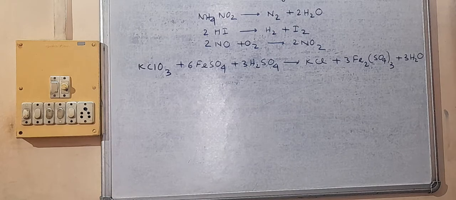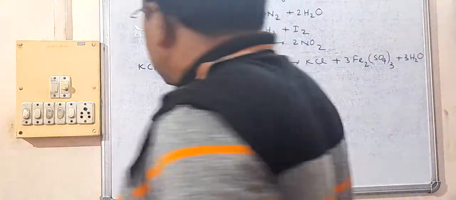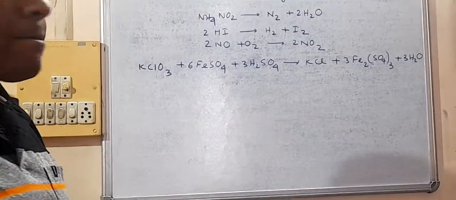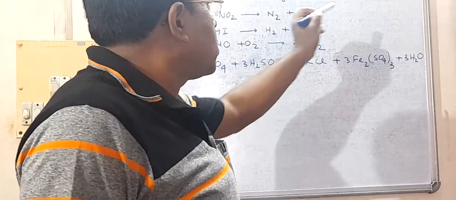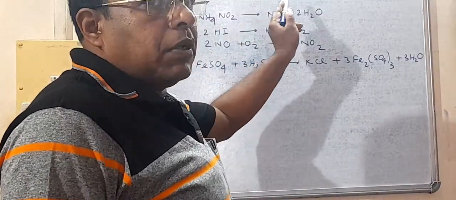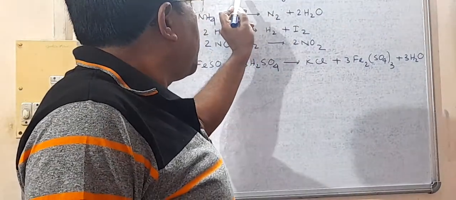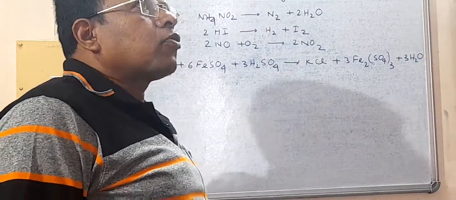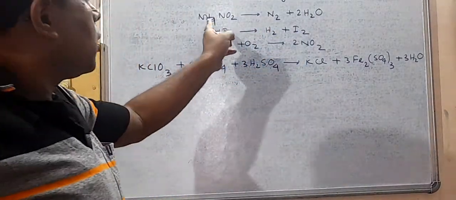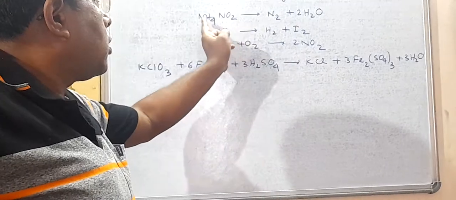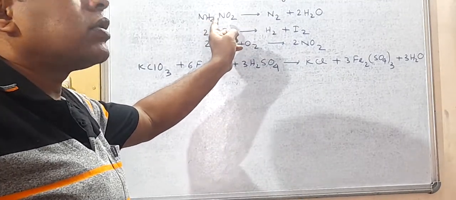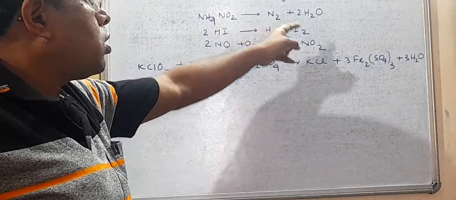Good morning, children. Today we are going to discuss in this video the mechanism of a complex process. Mechanism of a complex process. Suppose this process, decomposition of ammonium nitrate to form nitrogen and water.